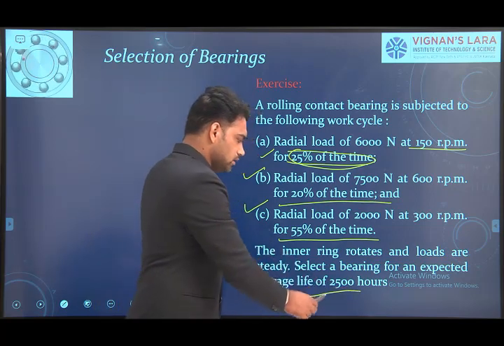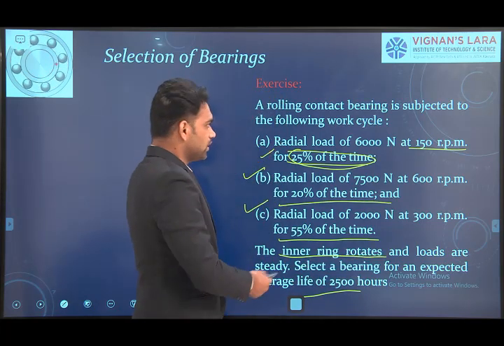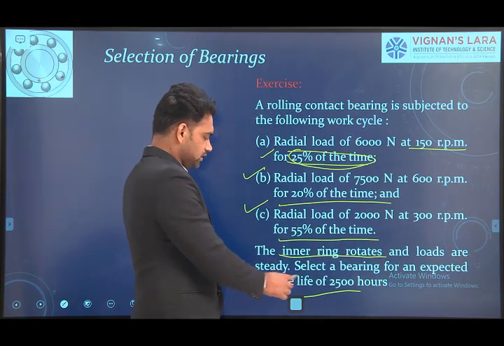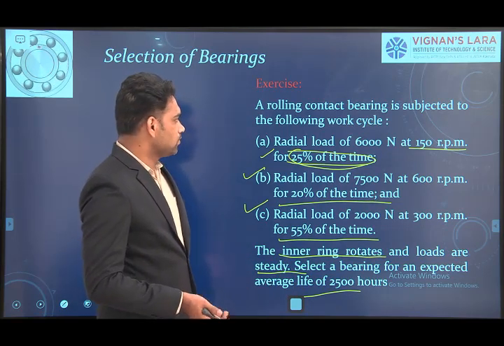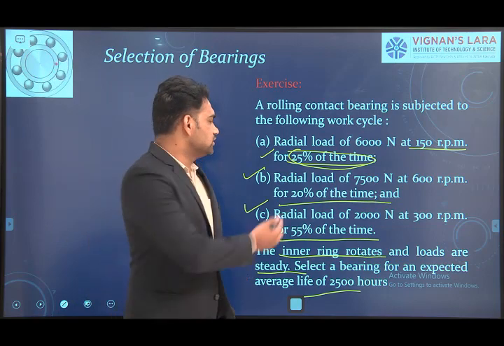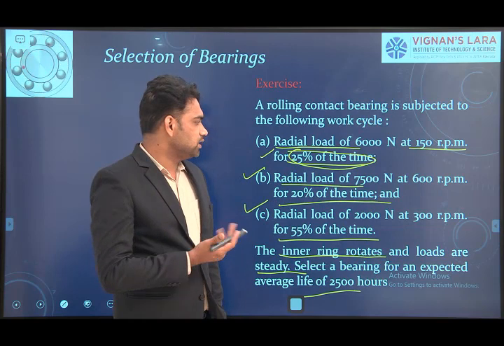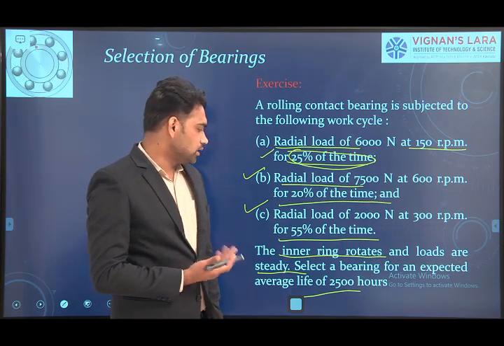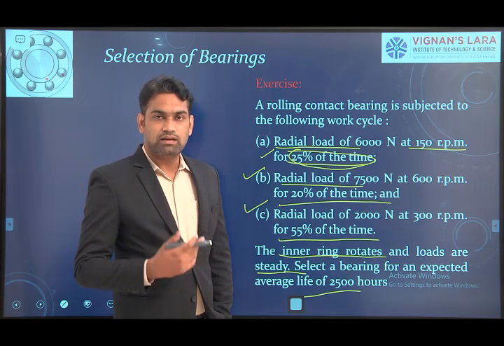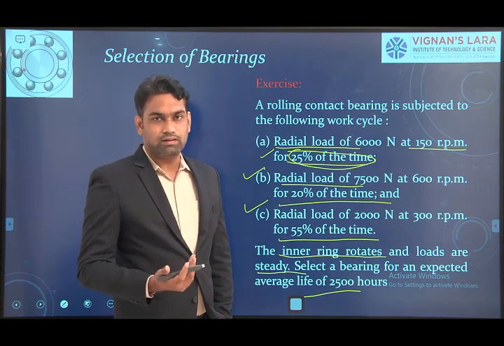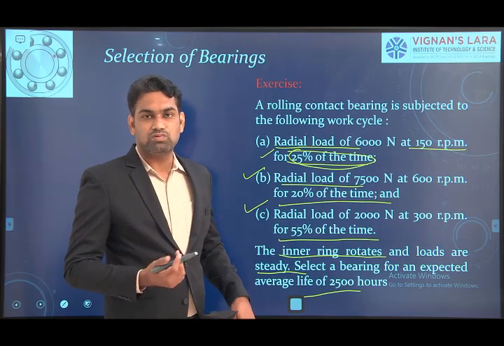LH is given, the expected life, average life, as well as inner race limited, they mentioned that. And for the steady loads, the type of load condition is given, so you can take the service factor as 1. It is a pure radial load, so you can take P1 as simply FR1, P2 as FR2, and P3 as FR3. You can calculate the equivalent dynamic load PE in variable loading condition, calculate L in million revolutions, calculate the dynamic load rating C, and select the suitable type of bearing.